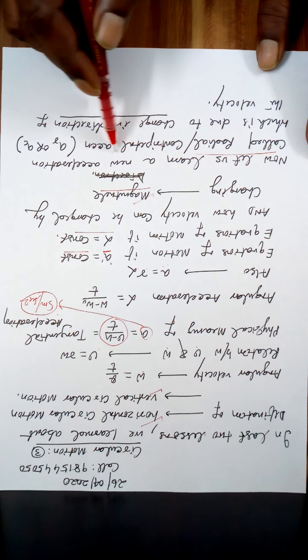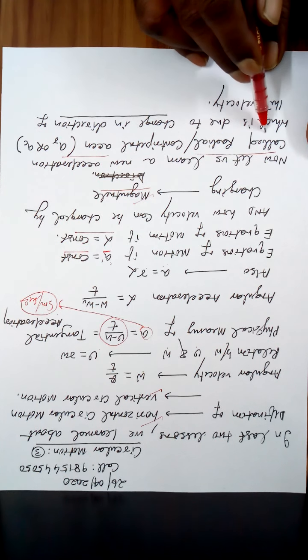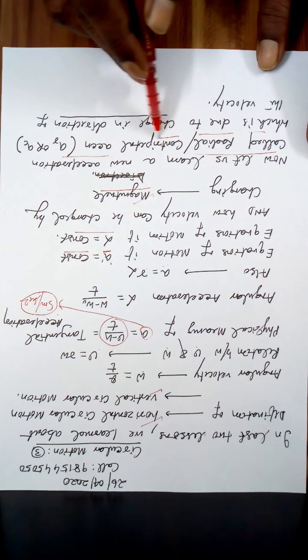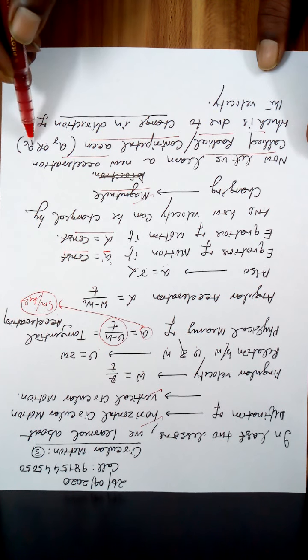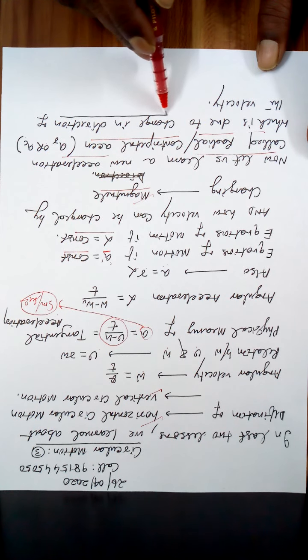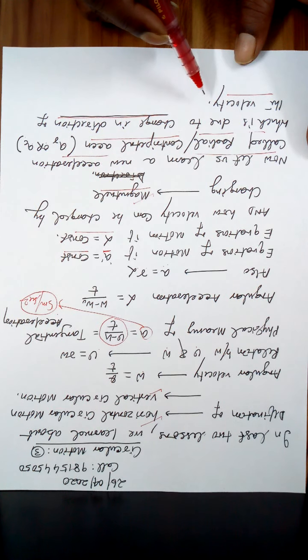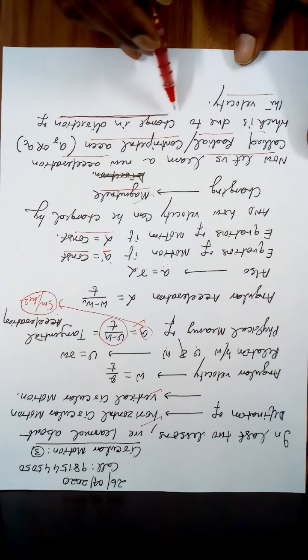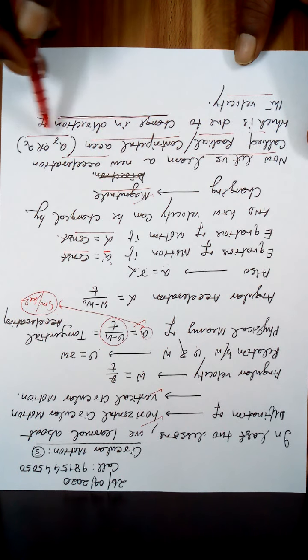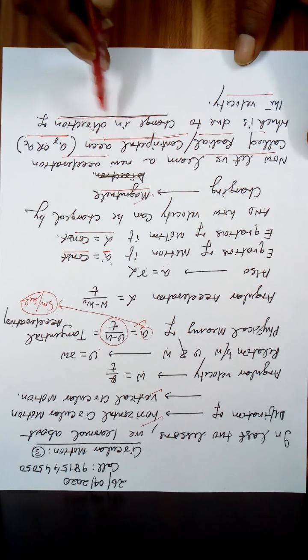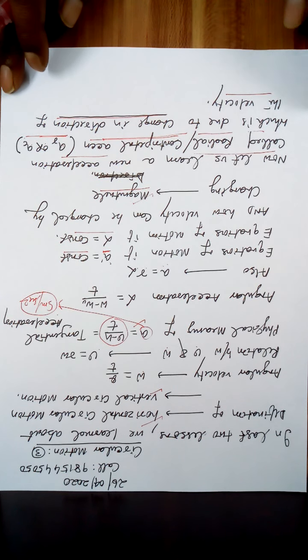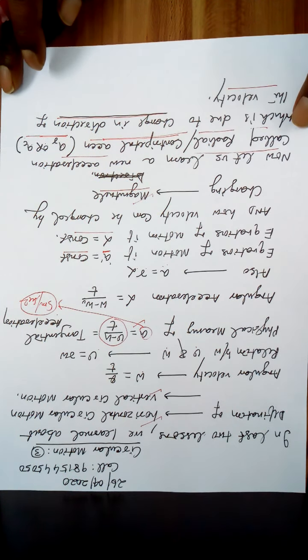Now let us learn a new acceleration called radial acceleration or centripetal acceleration, symbol a_r or a_c, which is due to change in direction of the velocity, because velocity has two parts, magnitude and direction. By changing magnitude, you have this type of acceleration. By changing direction, we will have this type of acceleration called centripetal acceleration. That is the requirement for a body to move in a circular path.